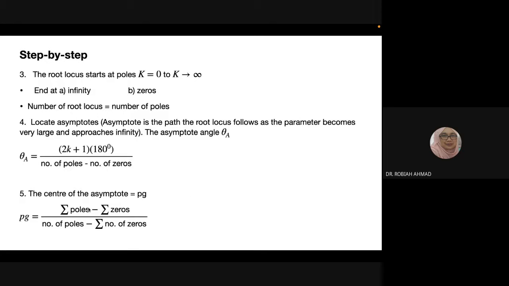We should bear in mind that the number of root loci will be the number of poles, and the root locus always starts at poles. The end of the root locus will be either infinity or zeros. So if you have zeros, one of the root loci should end at a zero. Then steps 4 and 5 are about asymptotes. We have to find the point of the asymptotes and the angle of the asymptotes, so we can draw the asymptote lines to guide us in sketching the root locus.